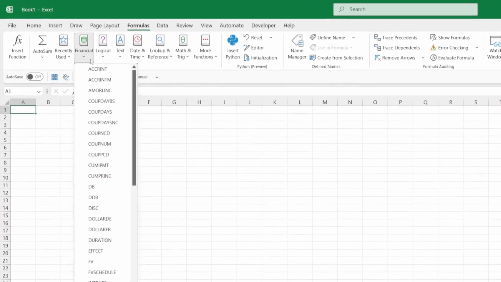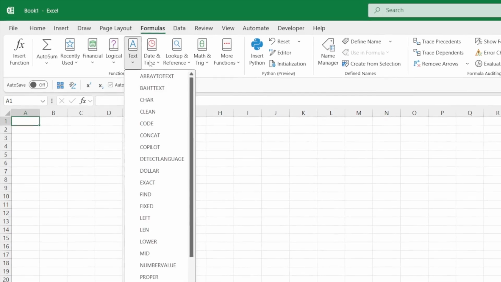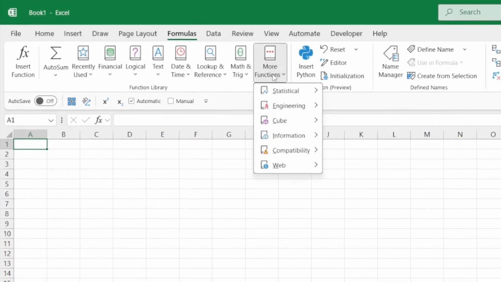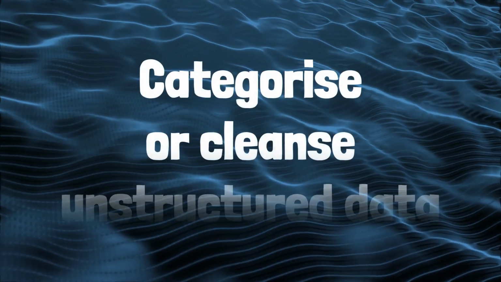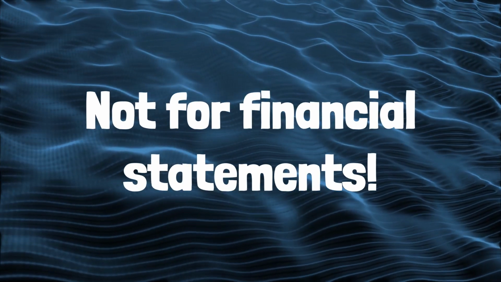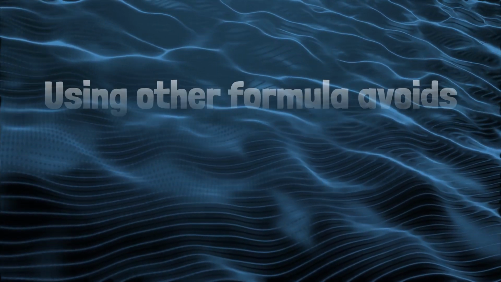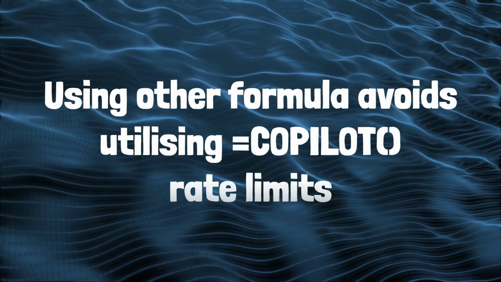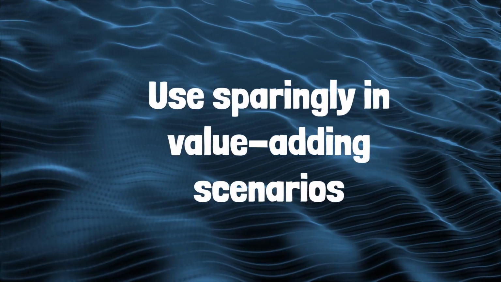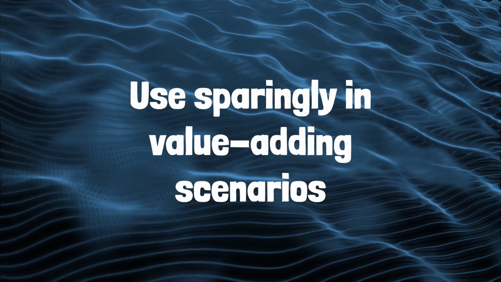Don't use Copilot where Excel has an existing validated mathematical or logical function that will return consistent results. It's great for interpreting unstructured data such as text to categorize responses or cleanse data. Don't use it to calculate figures in financial statements. You also don't want to use it excessively to return results when other formulas will suffice because of the rate limits on the Copilot formula. Use it sparingly where it can add the most value.